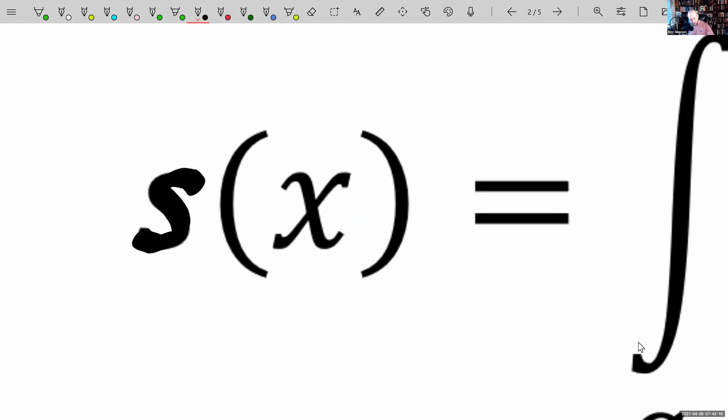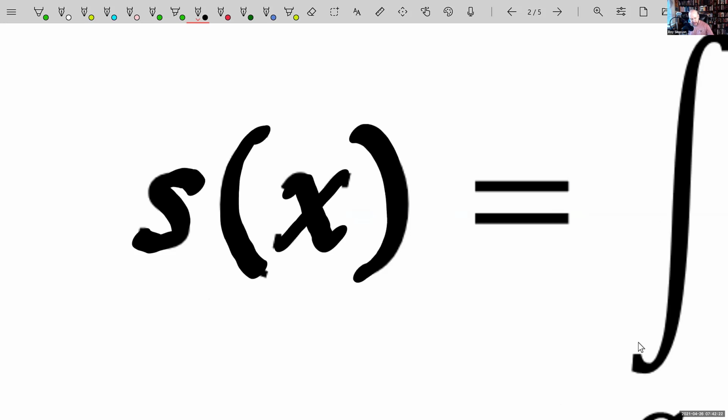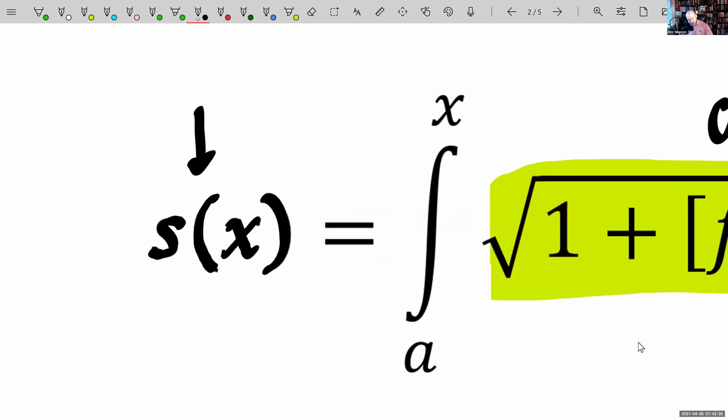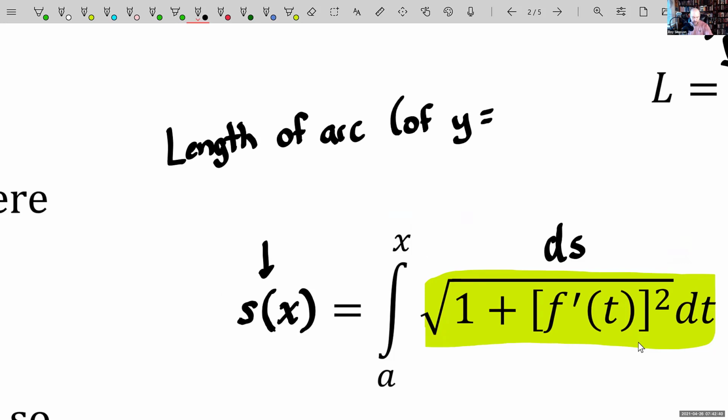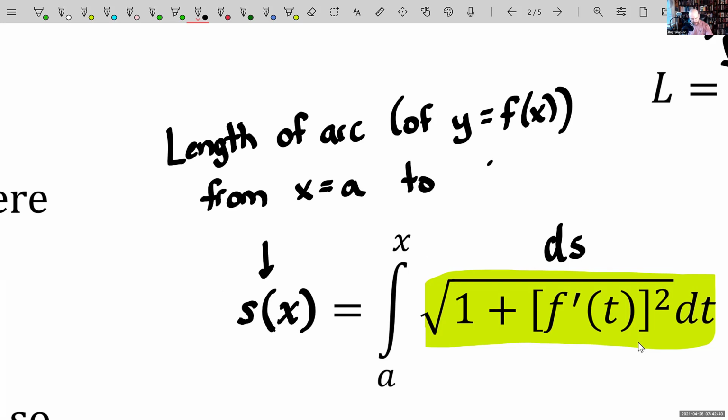But I just want to let you know, I wrote it in here, but the author will do it too. This is not a very common move, but if you want to know the length of your arc from a to some arbitrary value, it's the length of arc, let's say of y equals f of x, from x equals a to x. That seems weird, right? So starting at some value a to some value that somebody later on is going to walk in and hand you.